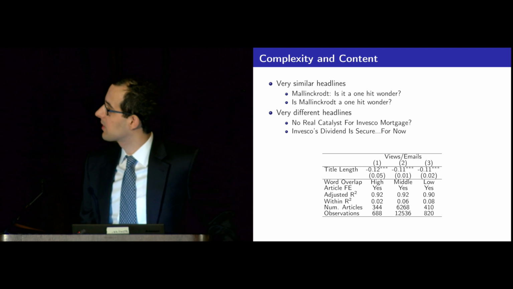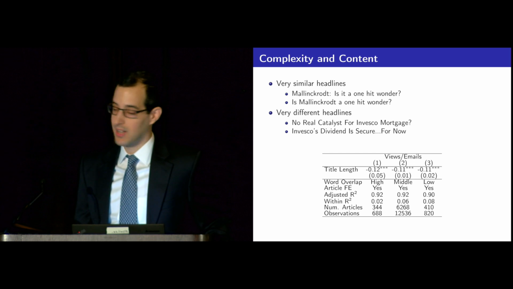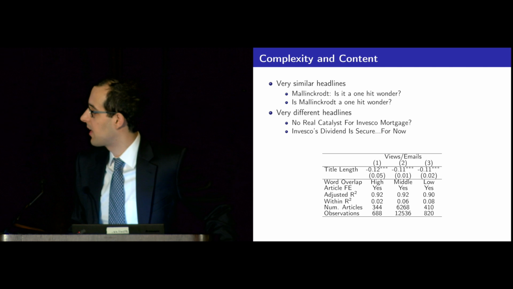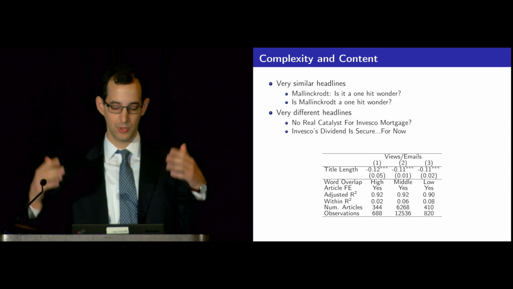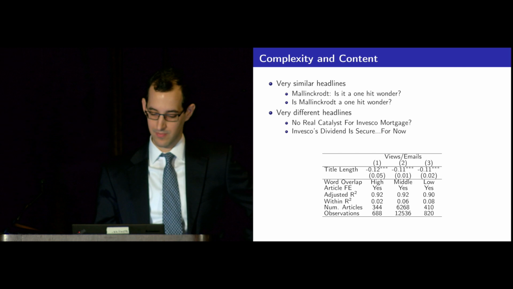So the top example: "Malakindrukt is a one-hit wonder" versus "Is Malakindrukt a one-hit wonder?" Exactly the same content. And when I look at the first column, where I look at only the ones that have high word overlap and compare it to the ones with low word overlap, I get exactly the same result. So using these quick tests, this does not seem to be related to differences in information.